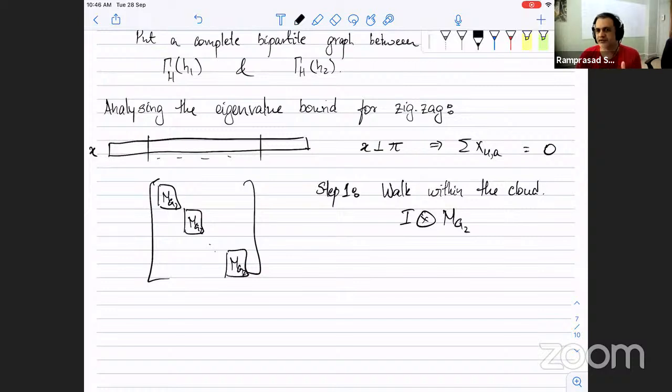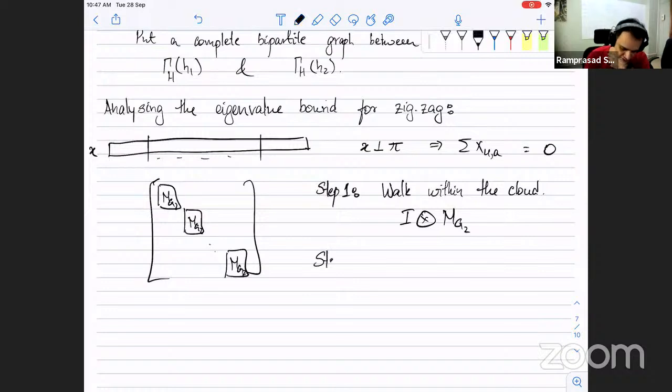This is one step, just the first zig step, where you're not changing your cloud. This is not even a distribution; it is a vector restricted to that cloud. And you're just asking what happens if I now take a random walk inside the graph G2. Something happens there, and that is determined by MG2. Okay, so this is step one.